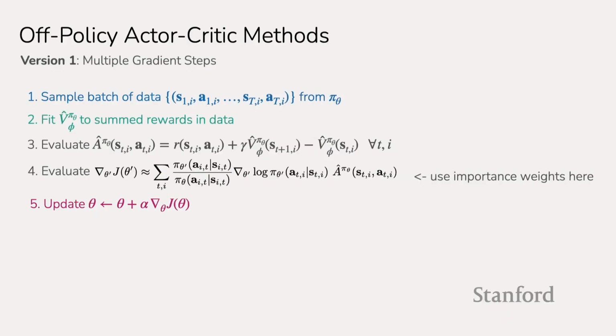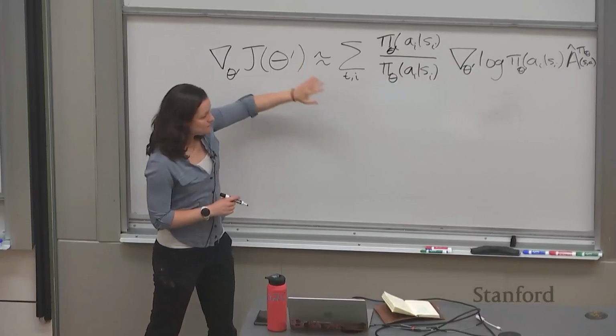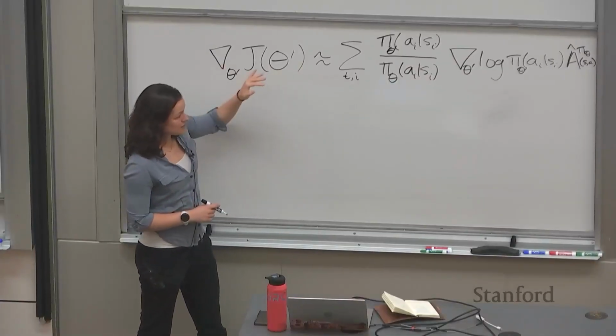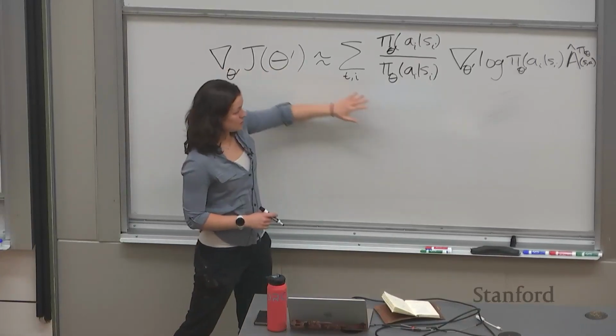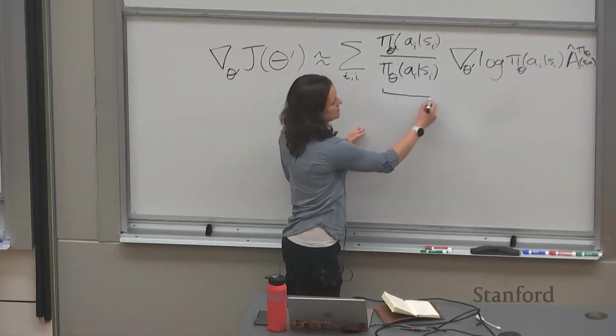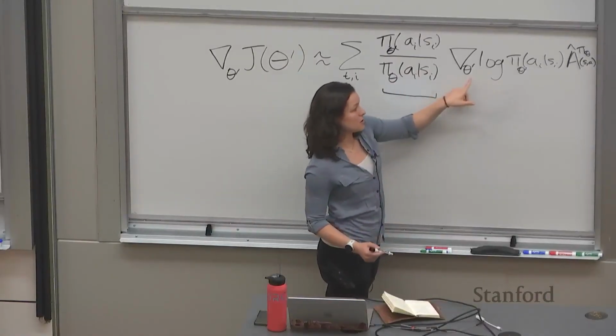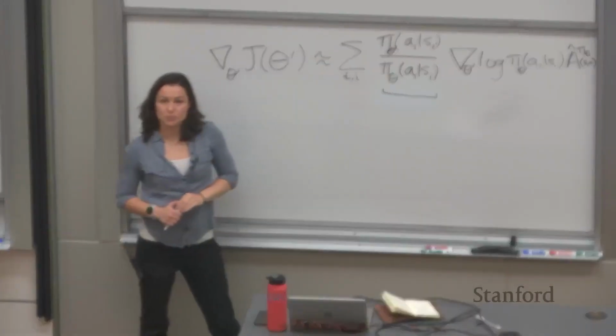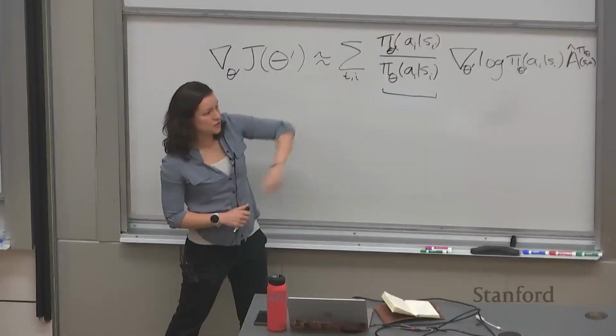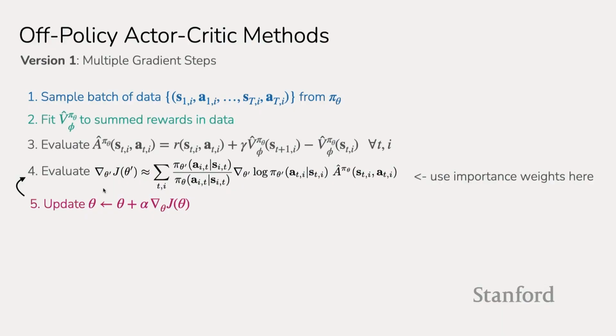Now, in principle, once we've done this it means that we can take multiple gradient steps. So we can sample a batch of data once and then fit our advantage estimates, and then compute our gradient, take a gradient step, and then recompute our gradient, take a gradient step, and so forth. And the only thing that's going to change as we take more gradient steps is this importance weight here. And of course, we'll be doing backpropagation on our new parameters rather than our old parameters. And then our advantage estimates will still be based off of the old policy.